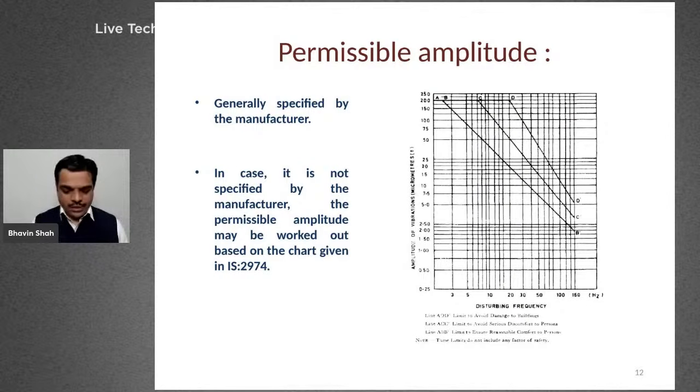So the permissible amplitude, generally for the kind of equipment we are discussing, in almost all cases is defined and very clearly mentioned in their drawing. But if it is not mentioned on that drawing, then we can refer to the chart which is given in IS 2974 for the different levels as per our requirement.